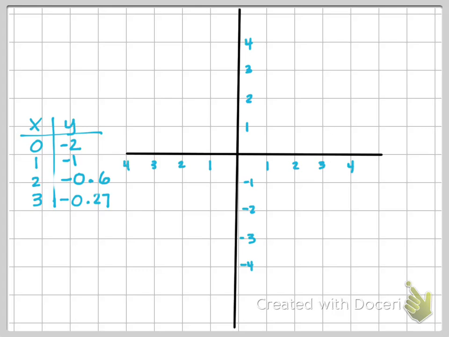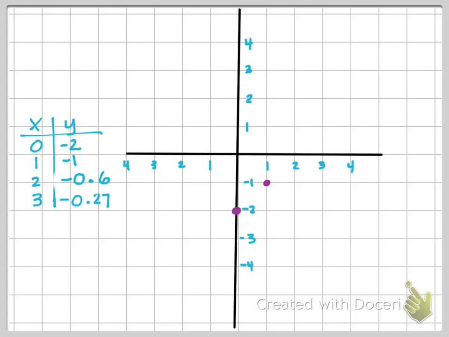Alright, now that I've got my graph all labeled, I'm going to plot my first point, which is 0, negative 2. So 0 on the x-axis, I just stay right here at my origin. And then I'm going to go to y, negative 2, so I'm going to go down 2. There's my first point. Then I have 1, negative 1, over 1, down 1.